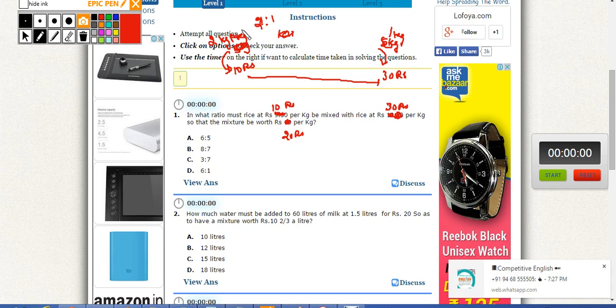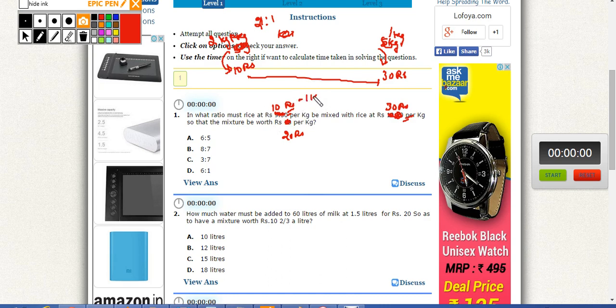That's what they are asking me, and the data that is given here, which I have modified, is that this is 10 rupees rice, this is 30 rupees rice, and I am mixing both of them, and I should get a 20 rupees rice. So before going to the alligation method, how do we do that normally? Say this is 1 kg of rice. How do we do it normally?